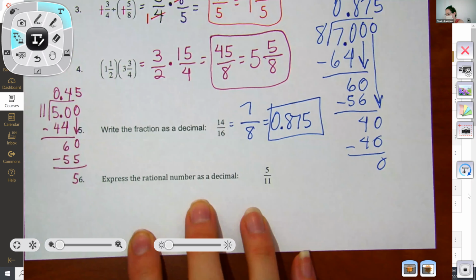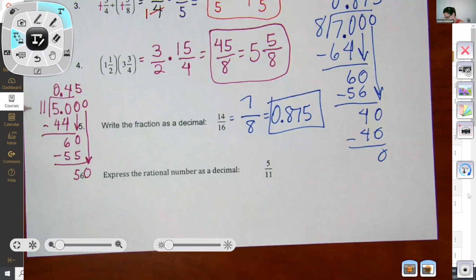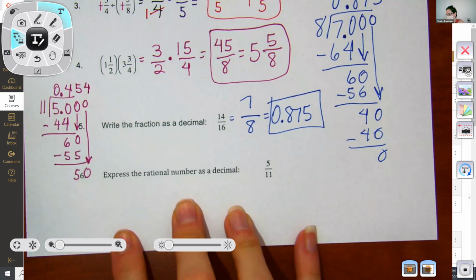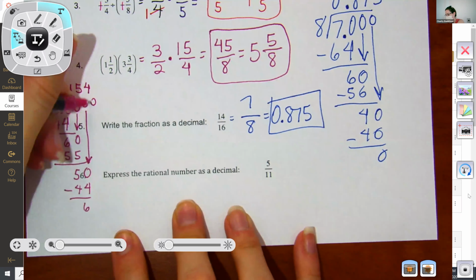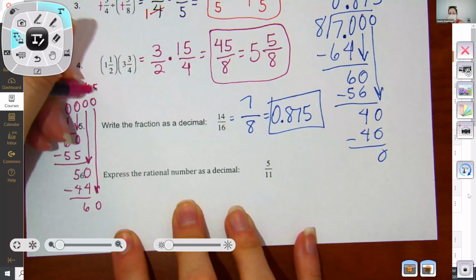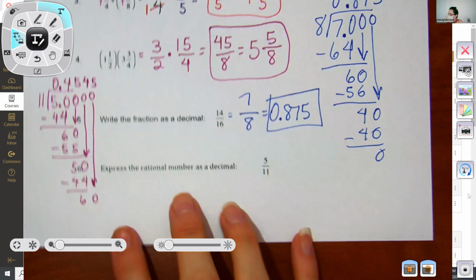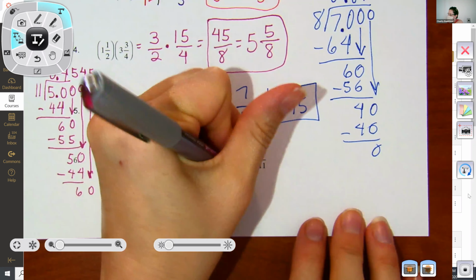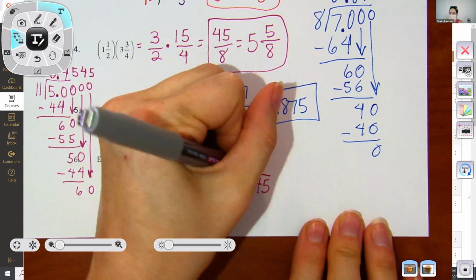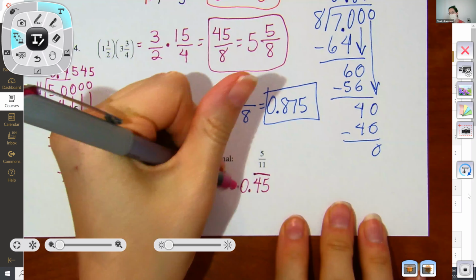And so let's do another 0. So 11 goes into 50 4 times. And we are going around and around. Okay, so we're just going to keep on repeating 4 5 4 5 4 5. So what we'll do is write 0.45, and we put a line over 4 5 to show that the 4 5 is repeating.